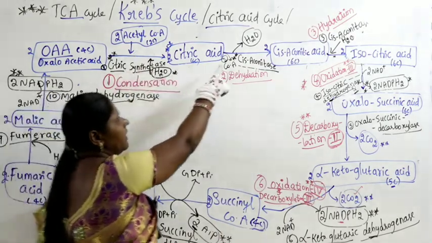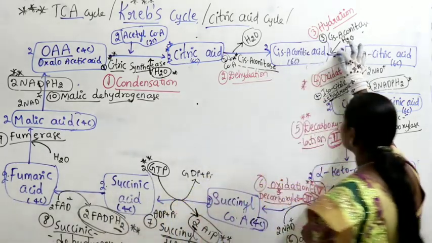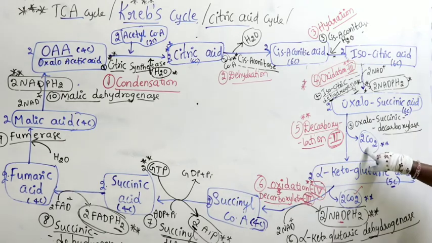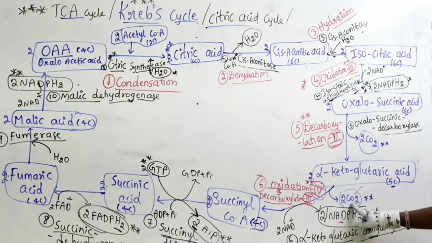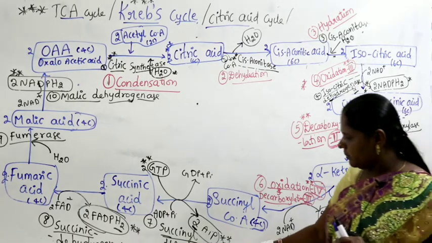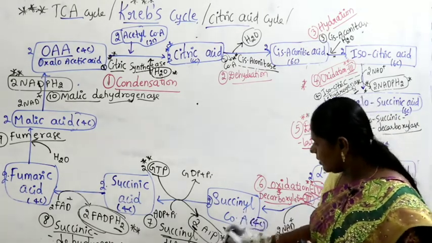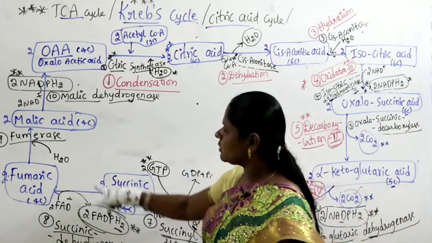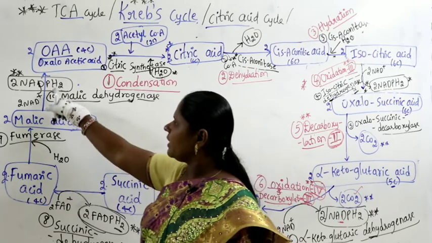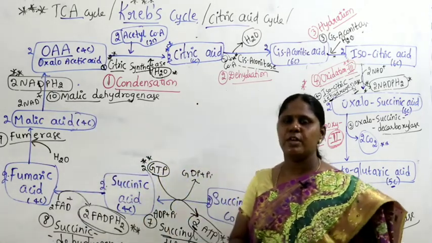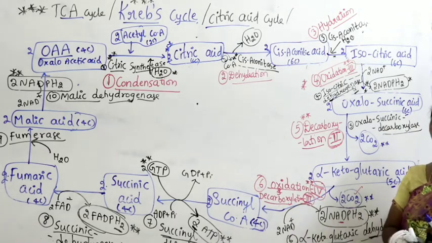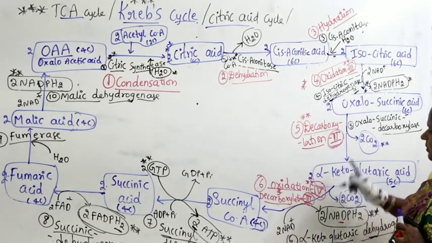Enzymes, energy, water, where water is going and where energy NADPH2 is produced, where carbon dioxide is coming out. Next step also carbon dioxide is coming out and NADPH2 is produced. Next step ATP is produced here, right? And along with that, next step FADPH2 is produced, water is added, then again NADPH2 is produced. So we wrote first substrates, then energy components, and third, the name of the enzymes, right?